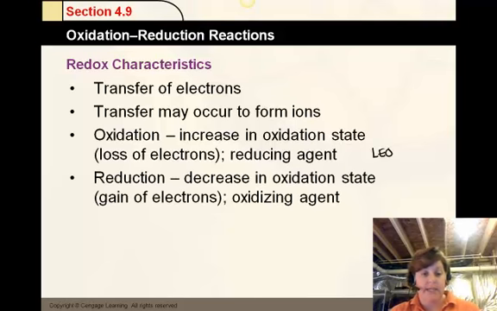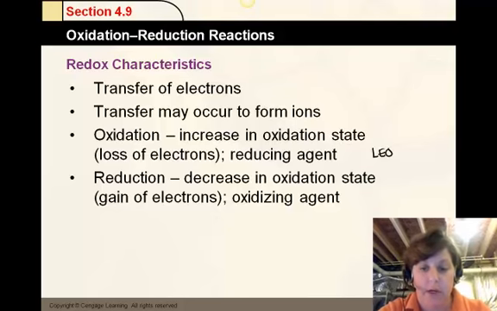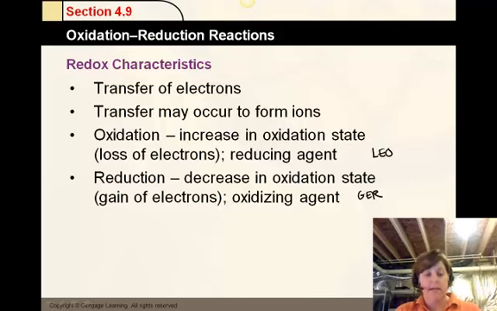Reduction is decreasing in oxidation state, gain of electrons, remember GER, and things that are reduced are oxidizing agents. Again, if something is reduced, it's allowing another thing to be oxidized, so it's an agent for something else.